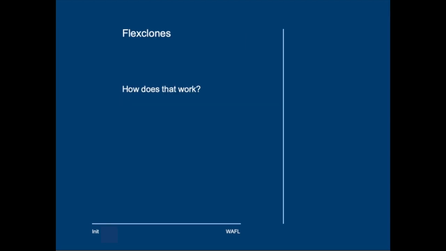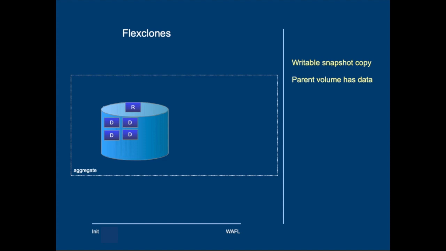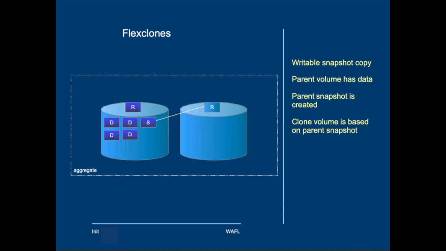A flex clone is a writable snapshot copy. Now what does that mean? When you create a volume, this volume has a root inode and clients will write data to the volume. When you create a flex clone, there will be a snapshot, either created manually or automatically, and that functions as the parent snapshot. This snapshot will then be used to create a writable root inode for the new clone. Initially, a clone does not take any space in the aggregate because it only has pointers to the already existing snapshotted blocks via the snapshot.